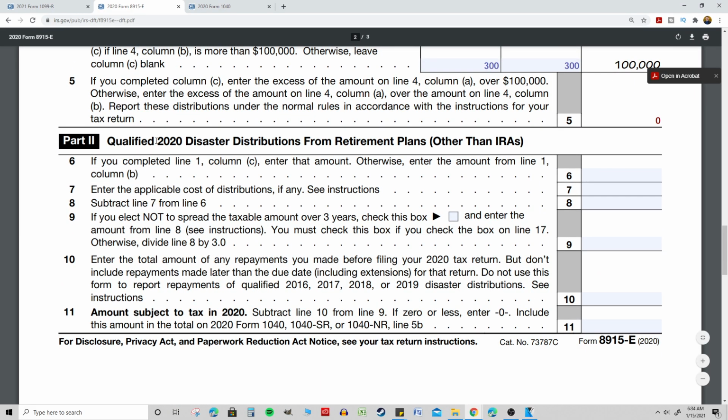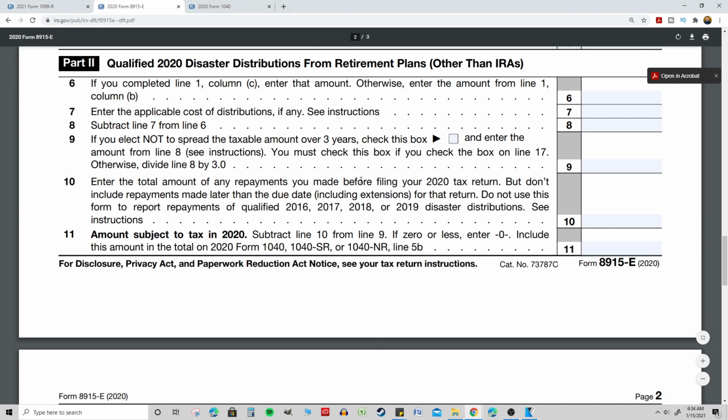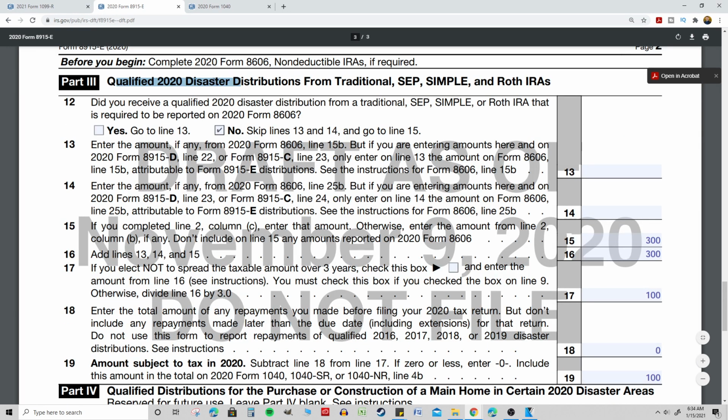Let's move on down now. Part 2 is if you have qualified disaster distributions from retirement plans other than IRAs. We have an IRA, right? So we're not going to fill this out. We're going to skip right down to Part 3. Part 3, qualified 2020 disaster distributions from traditional, SEP, simple IRAs, and Roth IRAs. That's us right here. It says on line 12, and for this example, I'm going to assume no, it says for line 12, did you receive a qualified 2020 disaster distribution from an IRA, SEP, simple, Roth IRA, and so on? Is it required to be reported on 2020 Form 8606? If no, I'm just assuming no, because that's the example we're going with. I'm going to mark no.